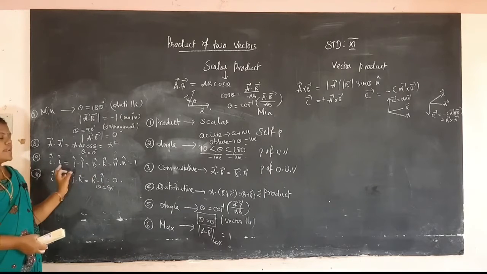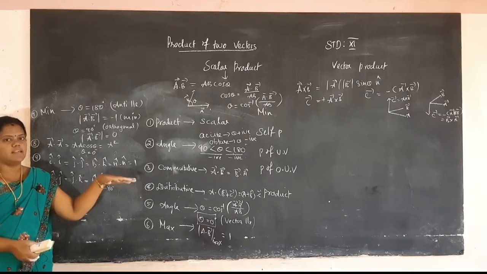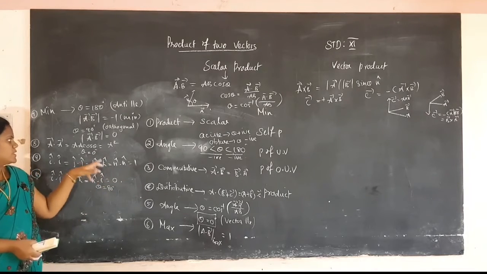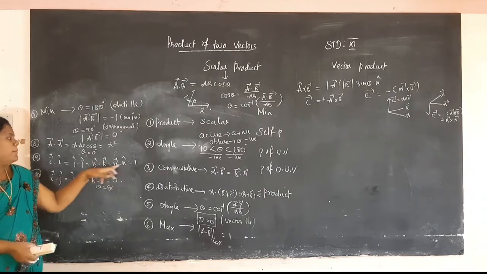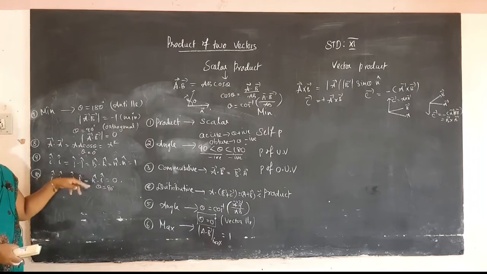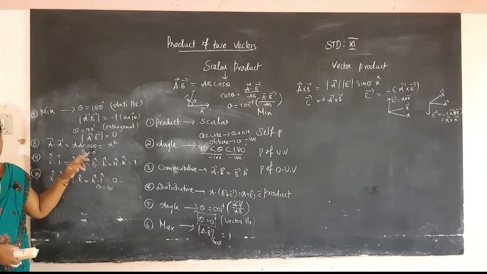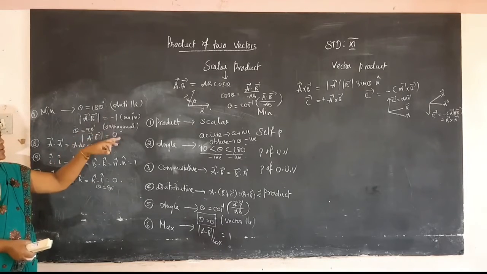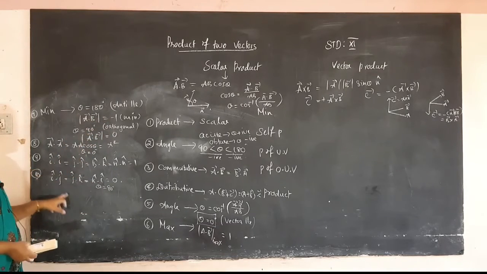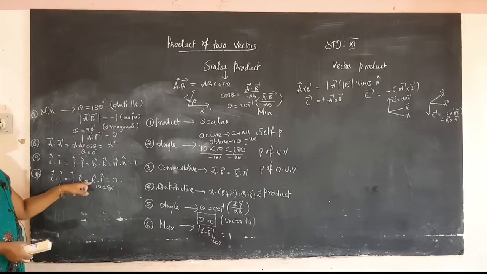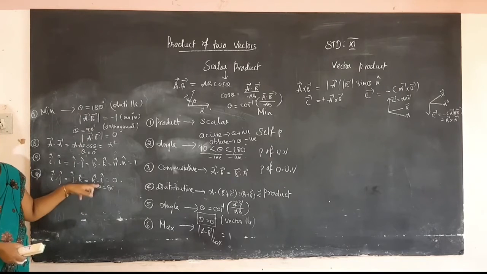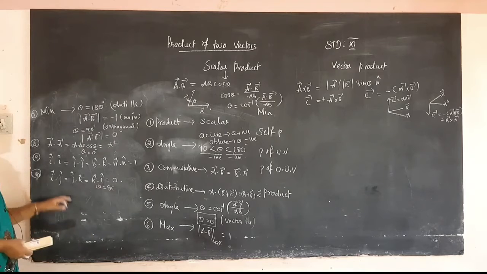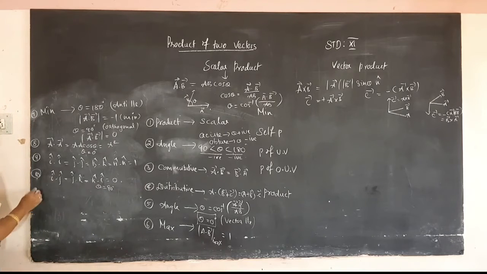Unit vectors are parallel, so the angle is 0 and cos 0 is 1. But when two vectors are orthogonal with one another, they are perpendicular to one another, so the theta value is 90 degrees. So cos 90 value is 0, and the product will be 0. i dot i, j dot k and k dot i will be equal to 0, so theta is equal to 90 degrees. Clear?